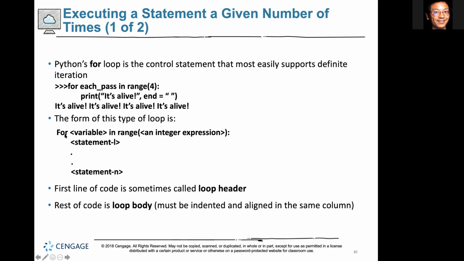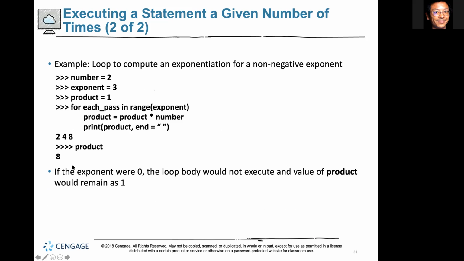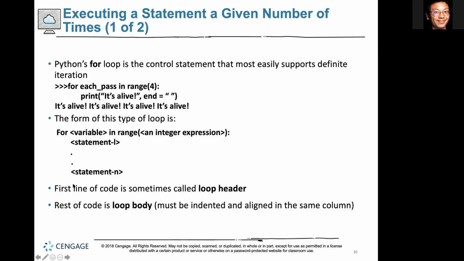So this is a typical format. You have this for, this is lowercase f, by the way, for variable in a range with an integer expression. We're going to look at a couple more examples of what you can do here for the range function. And then the idea is you can execute multiple statements here as the body of that for statement. Okay. So the first line is sometimes called the loop header, and the rest is called the loop body.